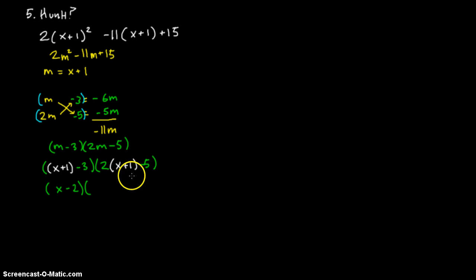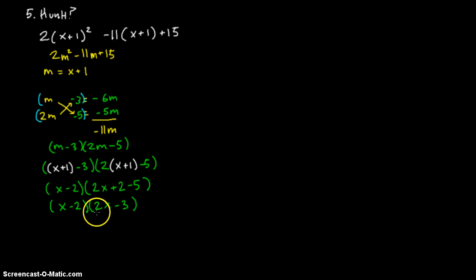Not a problem. How about this? Well, a little more complicated. I'm going to have 2 times x plus 1, so that's 2x plus 2 minus 5. Still not crazy. So x minus 2 times 2x, and 2 minus 5 will be minus 3. So I got my roots. Okay, no problem. That actually wasn't that complicated.